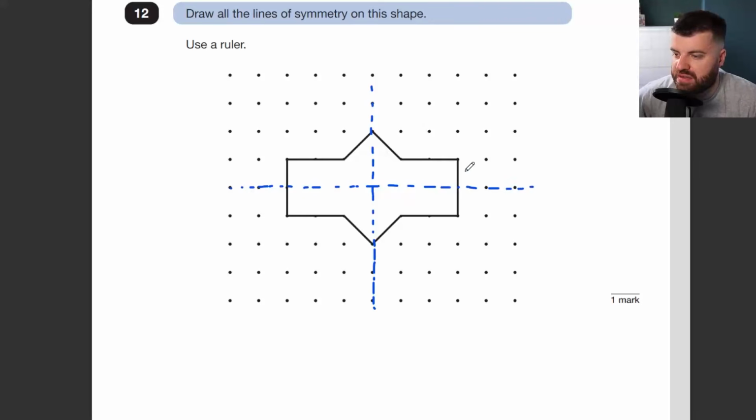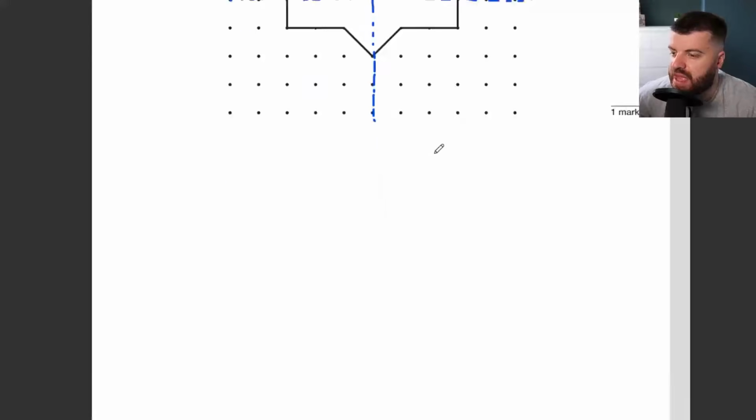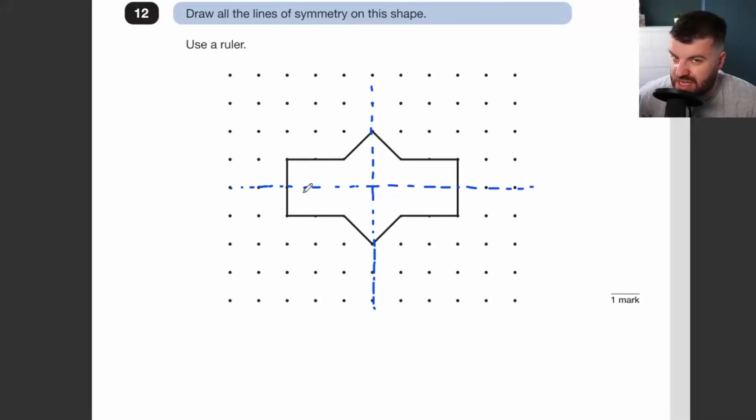There is a horizontal and a vertical line of symmetry, where if I was to fold them, they would fit perfectly. There is not a diagonal line of symmetry here because these 2 triangles would not line up perfectly. And in a rectangle in general, there's no diagonal line of symmetry, only in a square.